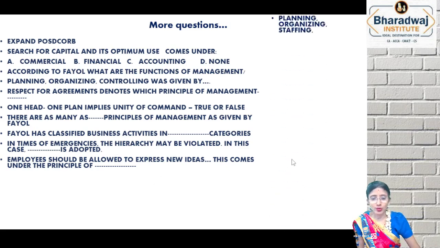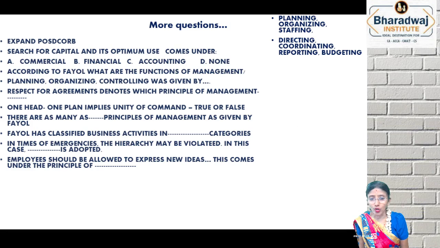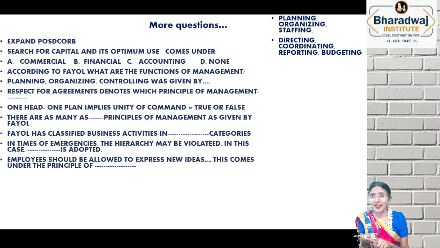See, that's what I told you. Now look at the answer. Expanding POSDCORB. P stands for planning, O stands for organizing, S stands for staffing, D stands for directing, CO stands for coordinating, R stands for reporting, B stands for budgeting. Now the questions which I am revising in management are repeated, expected, important, complicated, and also template or model questions. If you are able to answer these questions, your preparation is going right.